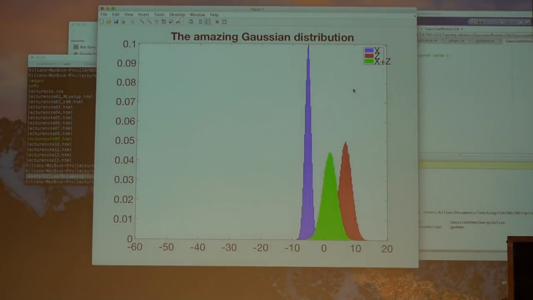Where is x times z? Any guesses? Sometimes around minus 25? Sometimes in the middle of minus 20, minus 30? In here? Yeah.